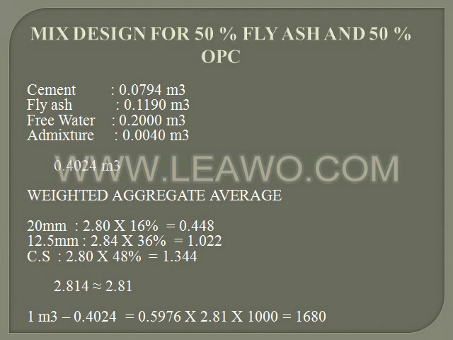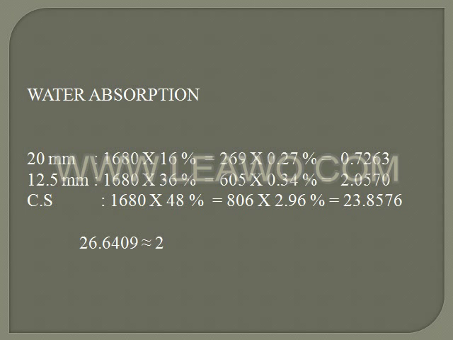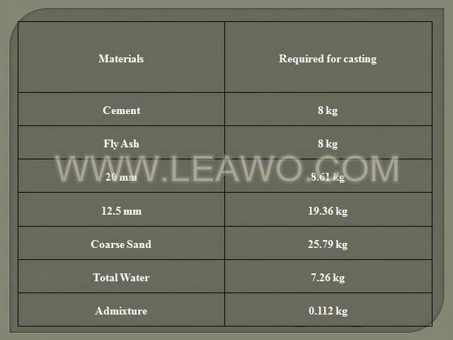Then we designed a mix for 50% fly ash and 50% OPC. The water absorption for 50% fly ash and 50% OPC was found to be 26.6409. This tabular column shows the material and the amount of material required for casting 12 cubes, 9 cylinders and 9 beams respectively.